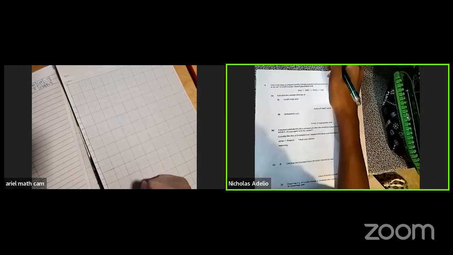Now let me see the x-axis. The x-axis is slightly misleading. So let's see whether you can handle it. Okay, I don't mind. That's fine.